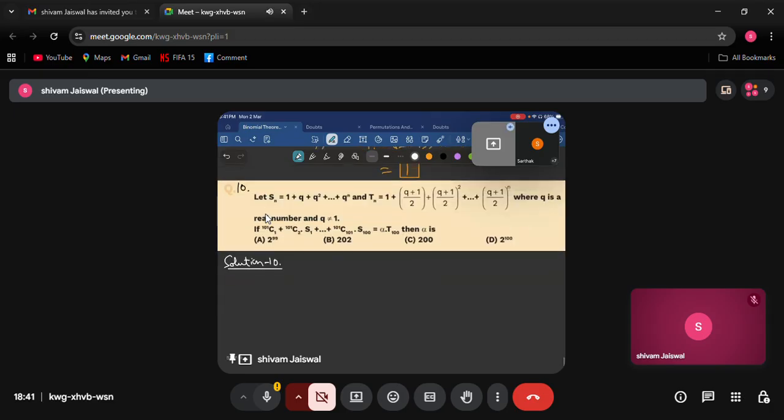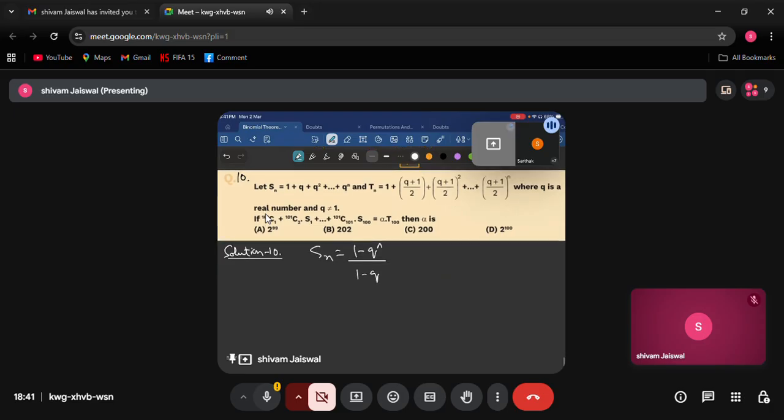Okay. So over here, Sn will be equal to first term times 1 minus q to the power n upon 1 minus q. Can you understand? This is Sn. Yes, sir. Okay. And Tn is given to us. So let us find out Tn.